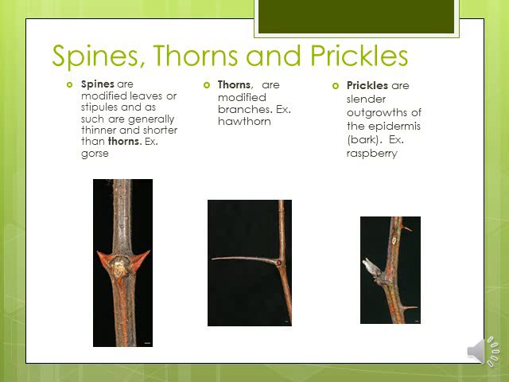Here we have spines, thorns, and prickles, and they all may look somewhat similar and sharp and pointed, but the difference between these is what they're made from, so whether they're made from leaves or modified branches or outgrowth of the bark. So spines are just modified leaves, and thorns are modified branches. They're usually more long and slender. And prickles are very slender outgrowths of the epidermis or the bark. An example of this would be the raspberry.